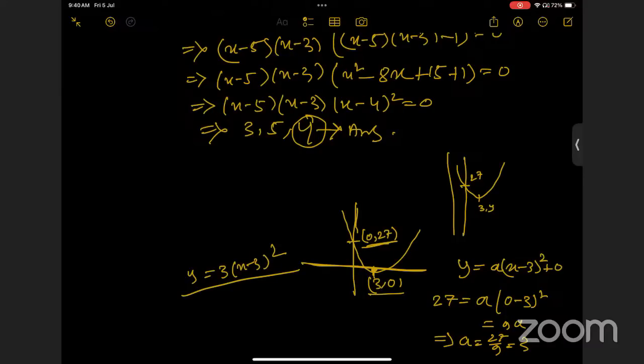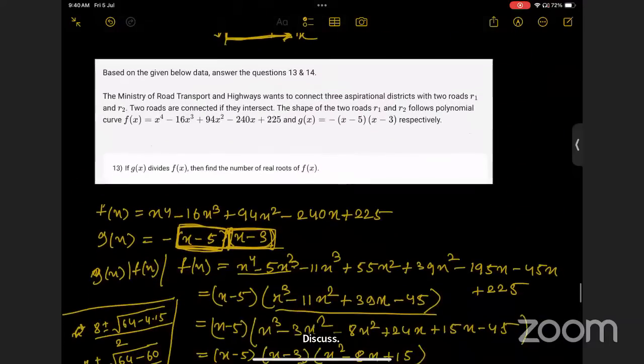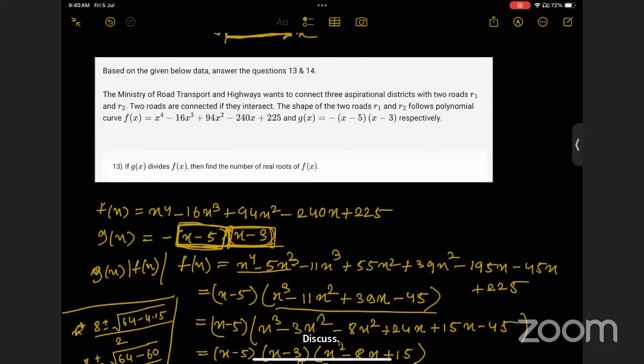Ma'am, I have got it. Thank you. I have sent a file in the chat box. Can you please explain that question? Ma'am, the answer of question number 13 is 2. Which one? Question number that we have discussed. Find the distinct root. Ma'am, this one.